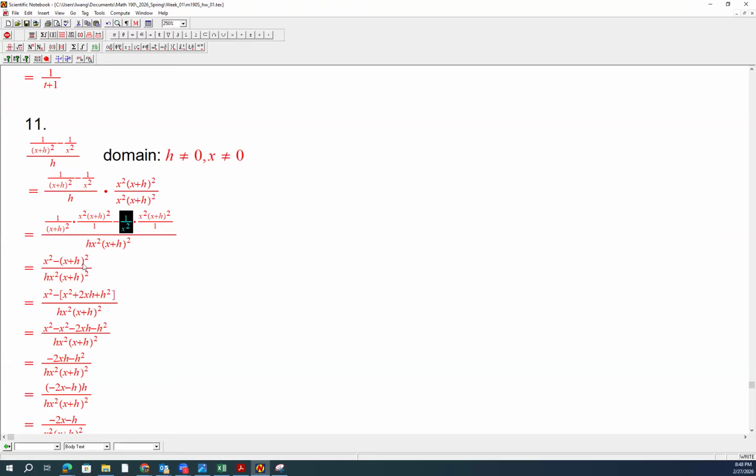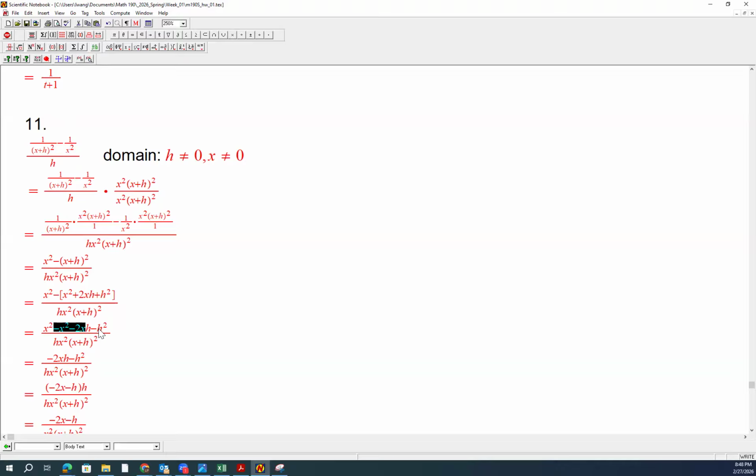So we have x plus h squared left. And from here, there are a couple of different ways you can do this. One way is that you just FOIL the x plus h squared, using the square of a sum formula. So we get x squared plus 2xh plus h squared.